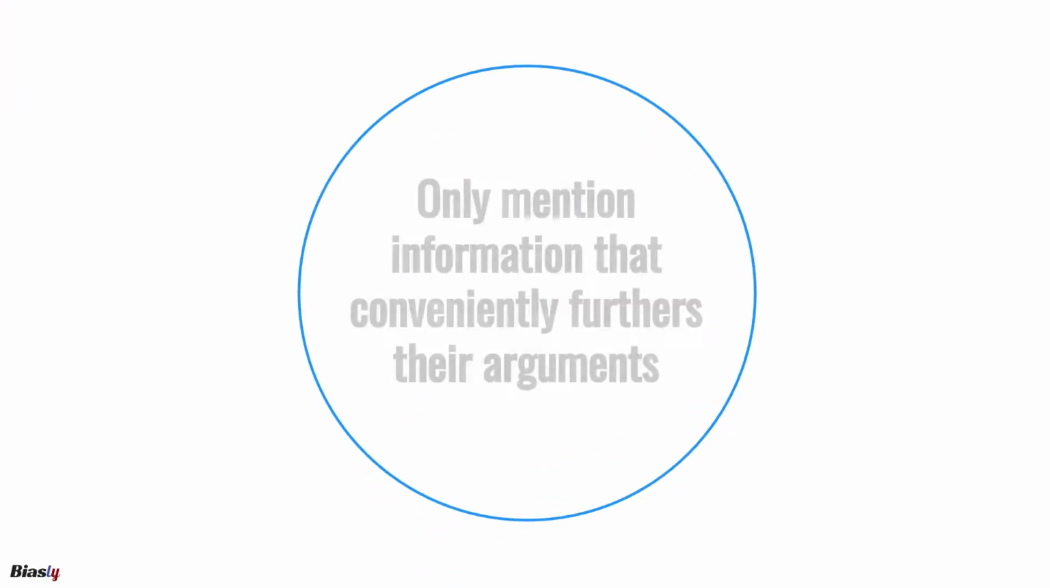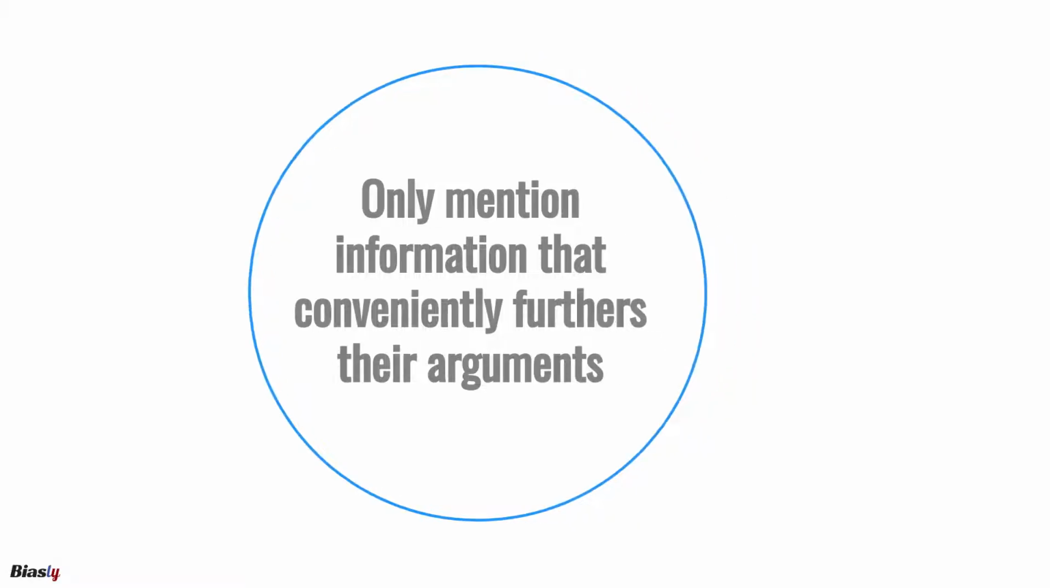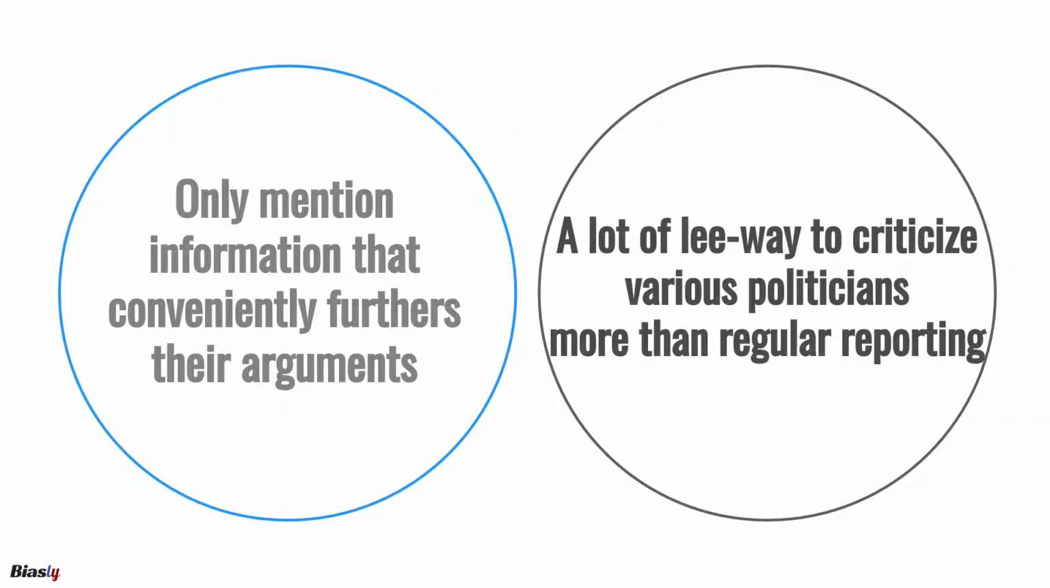This means that the piece will only mention information that conveniently furthers their arguments. Because it's an opinion piece, it also offers the writer a lot of leeway to criticize various politicians more than regular reporting will allow. Now, let's discuss left-leaning examples.